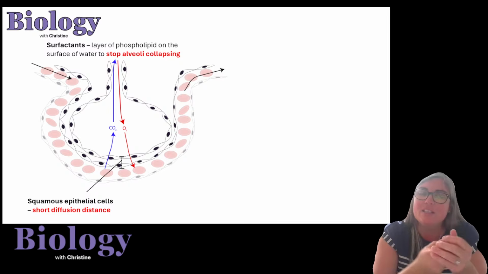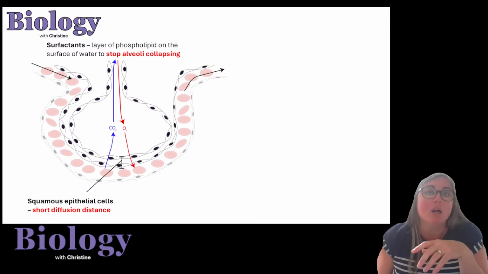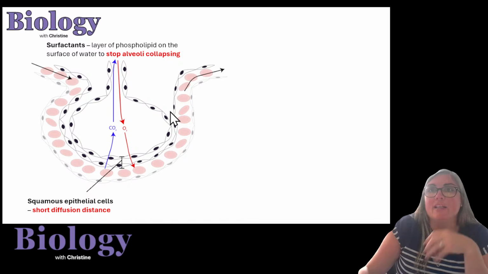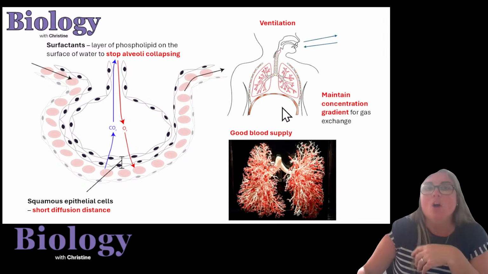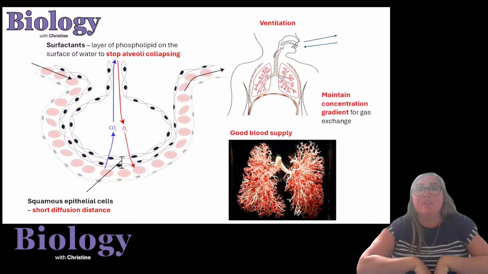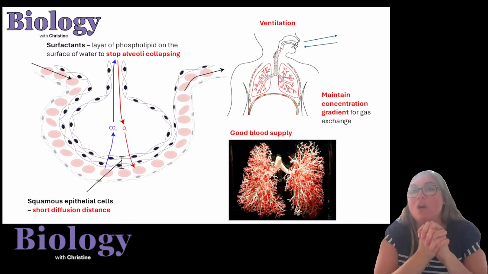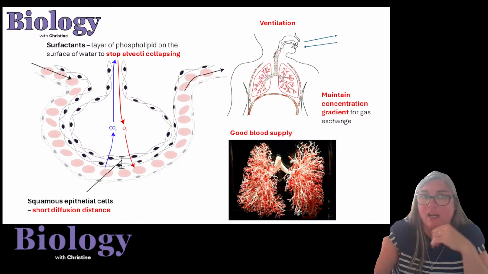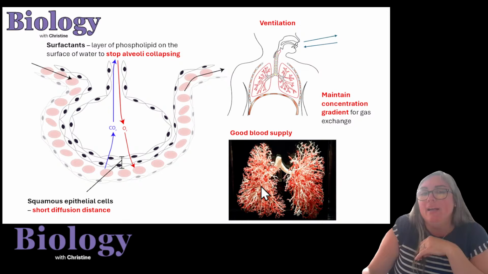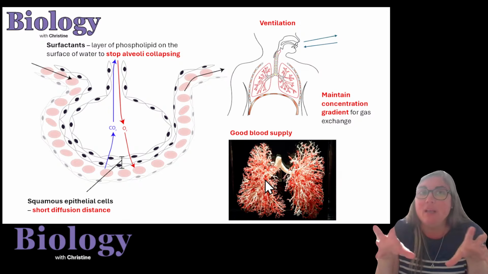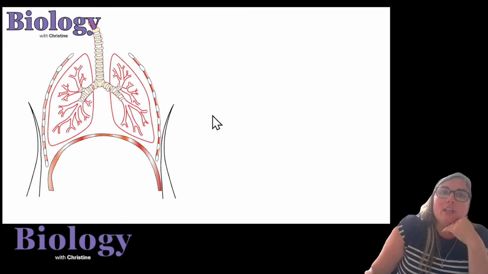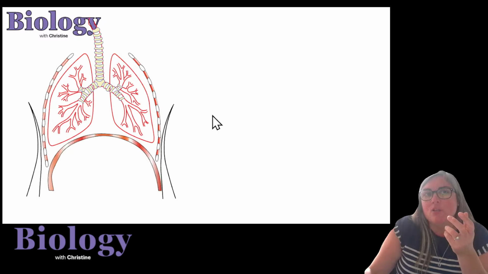Surfactants are these layers of phospholipids which are put onto the surface of the water, and they stop that collapsing of the alveoli so that we can increase the surface area. Obviously, we have ventilation. We're going to remove the stale air and bring in fresh air, therefore maintaining a concentration gradient so that that exchange can happen. And also, we're going to ensure that there is a good blood supply by having the blood capillaries running alongside all the alveoli.